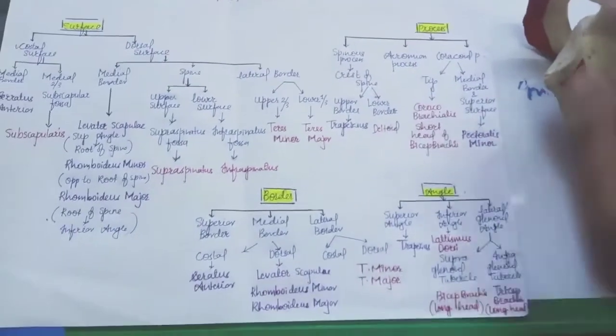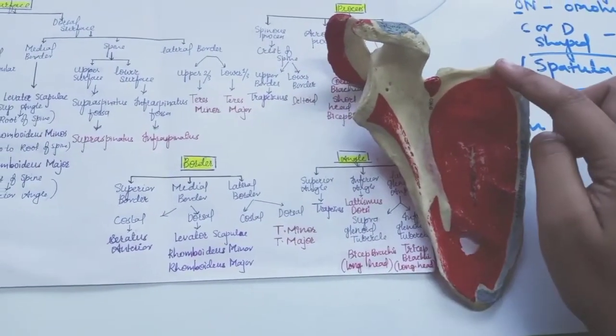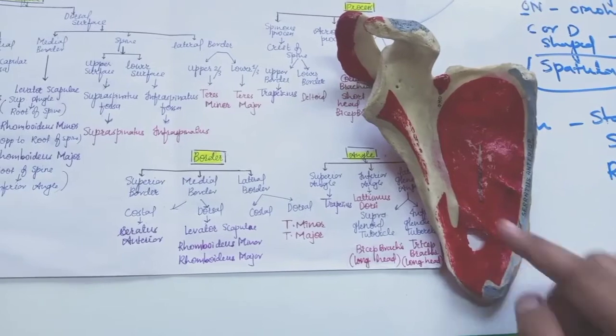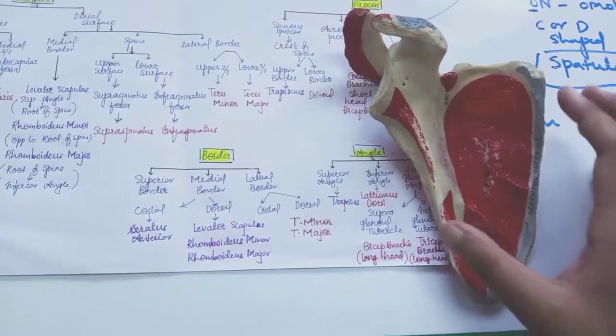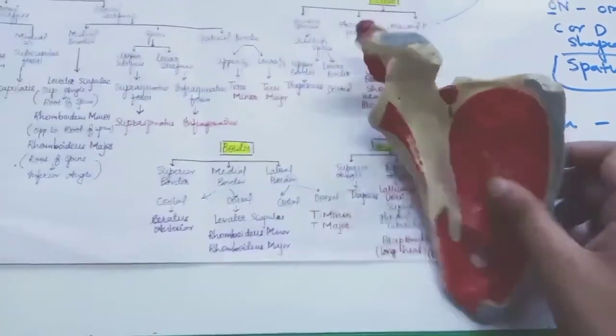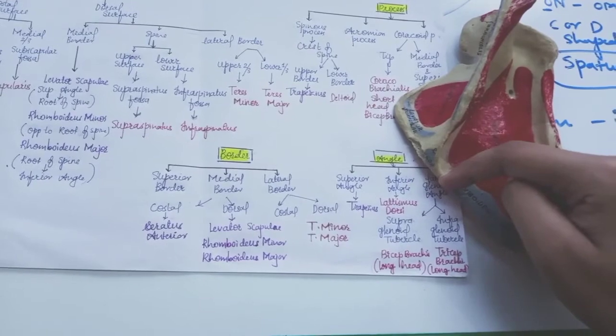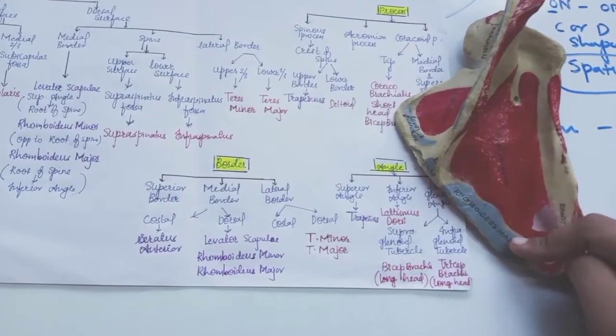Then the borders. This one is the superior border. This one is the medial border. This one is the lateral border. Then the medial border: on the costal surface, serratus anterior, and on the dorsal aspect, levator scapulae, rhomboideus minor and rhomboideus major.